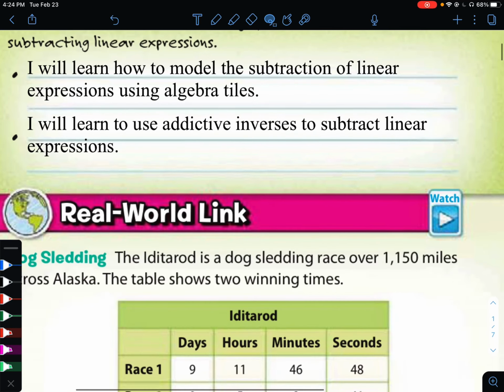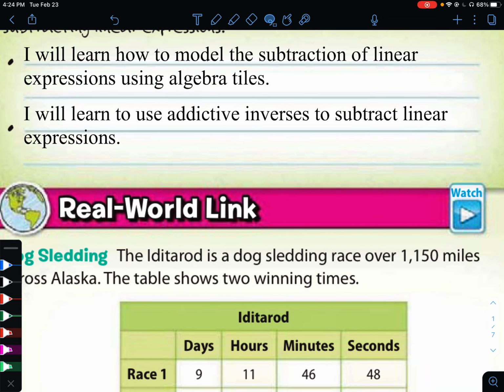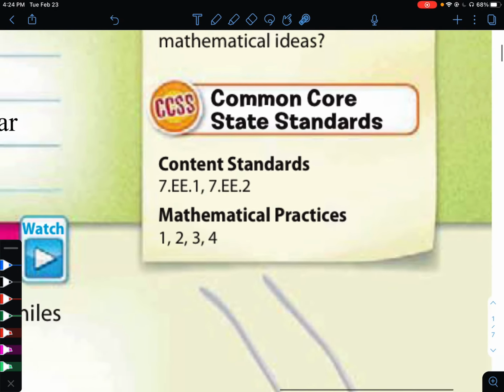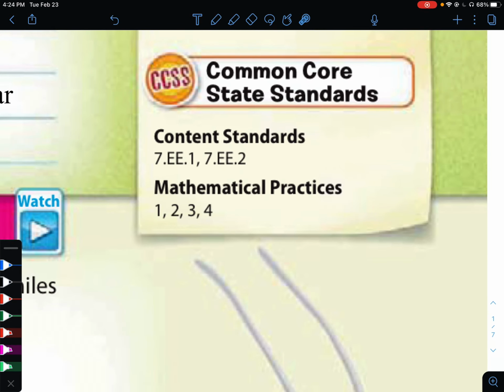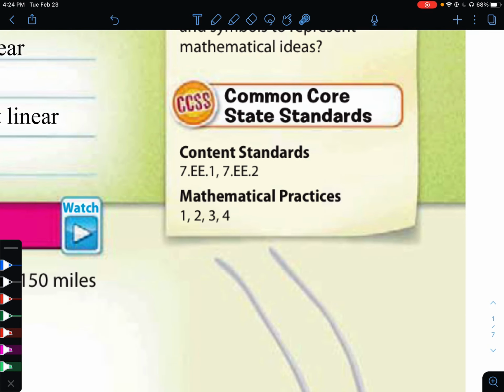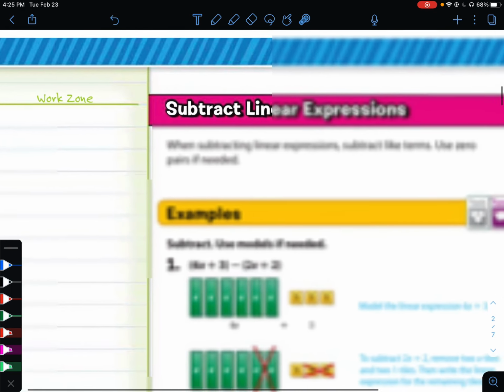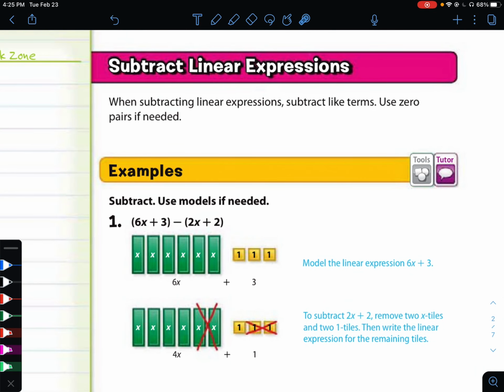So the two objectives that we will be learning here are: I will learn how to model the subtraction of linear expressions using algebra tiles, and I will learn to use additive inverses to subtract linear expressions. The corresponding standards for this lesson are on the screen. You can pause and look them up. So let's go right away to our lesson proper, subtracting linear expressions.